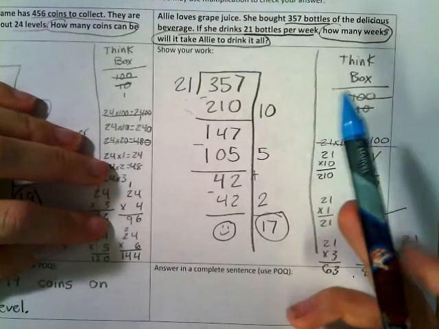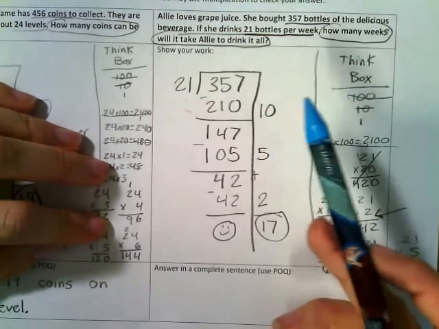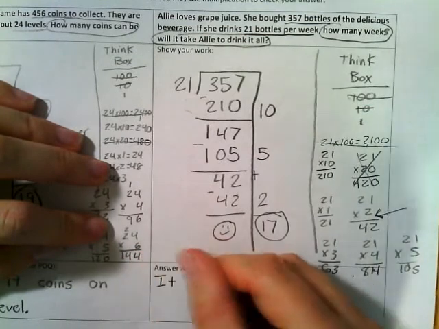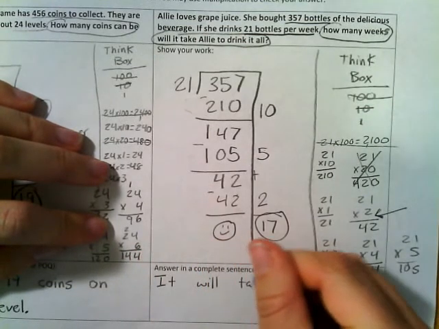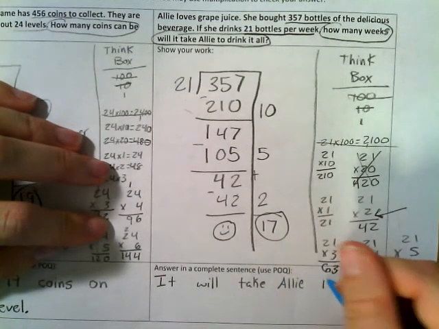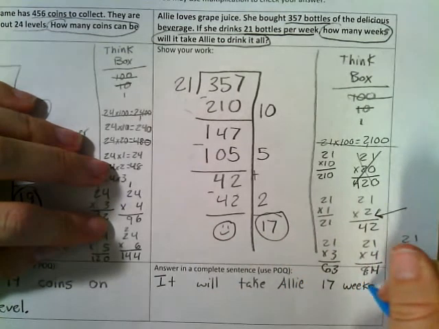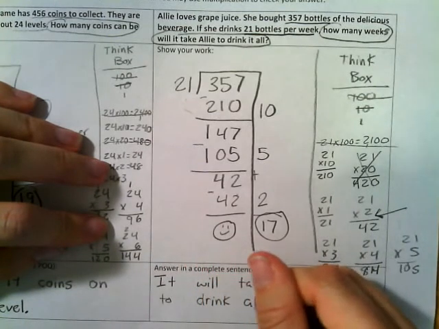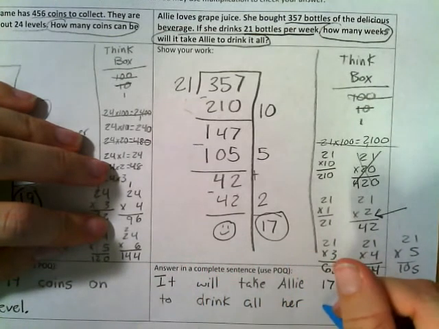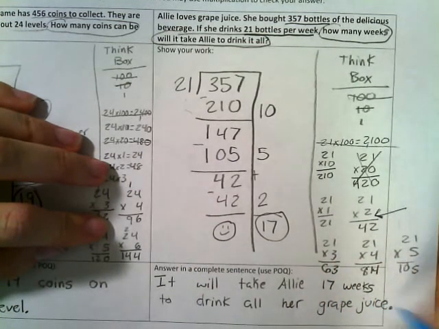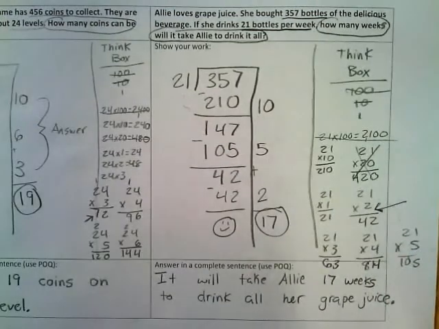So let's go back up and look at the question. How many weeks will it take Allie to drink it all? So I'm going to say it will take Allie 17 weeks to drink all her grape juice. All right, and that's exactly what I'm looking for.